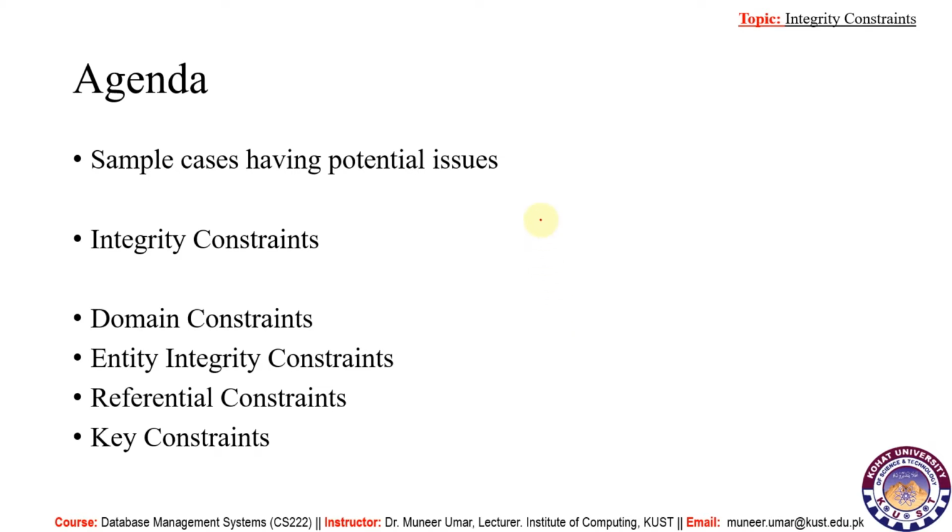First, we will look into some sample cases, and in these cases you will see how we can face some issues in the databases. Then we will define the integrity constraints, and after that we will look into the types of integrity constraints, which are domain constraints, entity integrity constraints, referential constraints, and key constraints. With each type we will have some definitions, and also we will look into some examples.